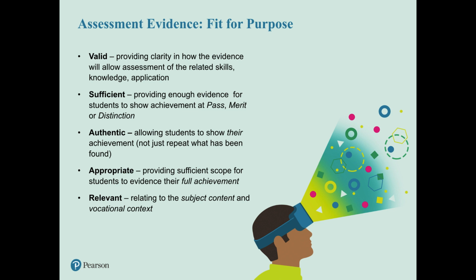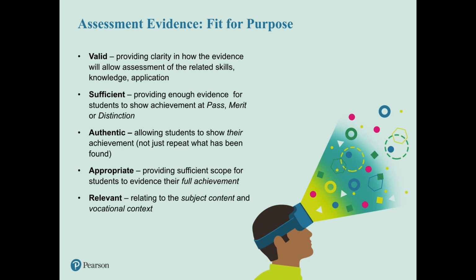Again, we're not assessing multiple times to go from pass to merit to distinction. We're assessing once, and through that assessment, we should be able to see the student achieve at pass, merit, or distinction. It has to allow students to show their own achievement. It has to be authentic.